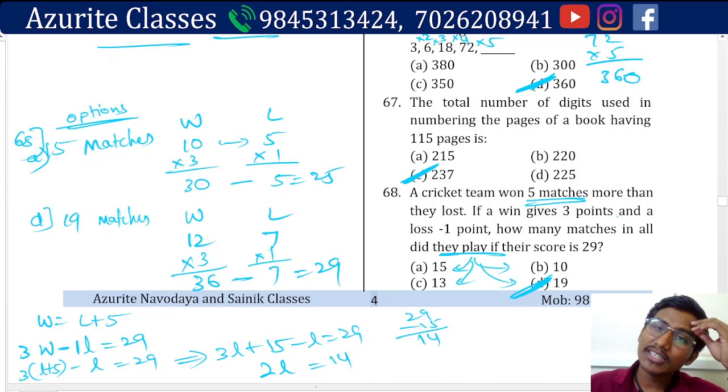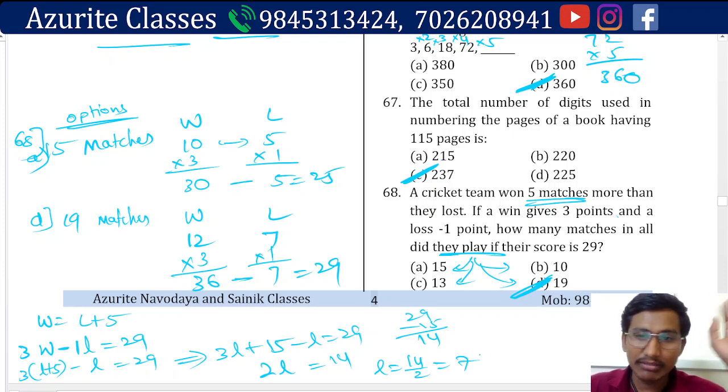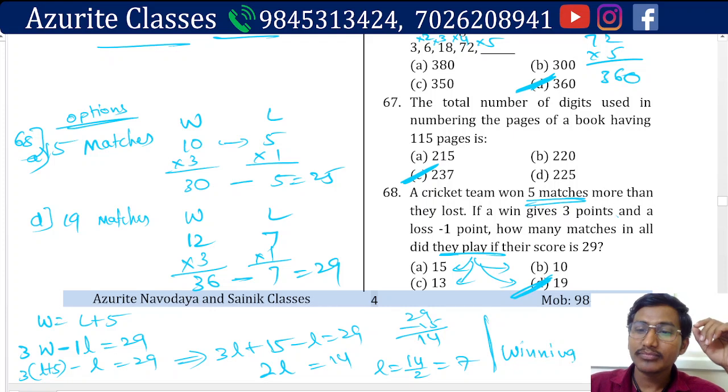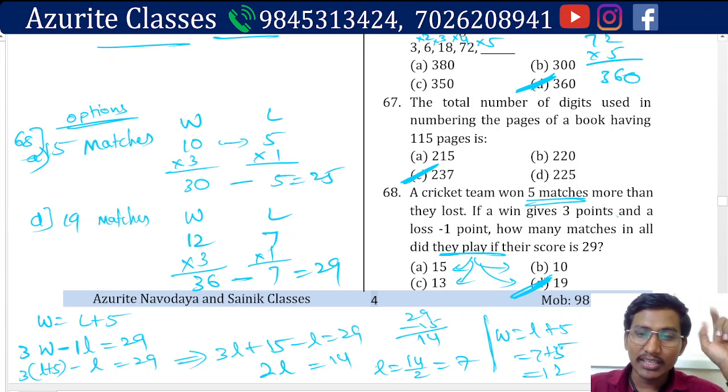So 14 means it will be how much? L will be 14 by 2, so 14 by 2 will come 7 matches. So lose 7 matches means winning will be 5 more than lose. So lose plus 5, that is 7 plus 5, 12. So winning is 12 and lose is 7. So total will be winning plus loss, that is winning is 12, loss is 7. So 19 will be the answer, option D.